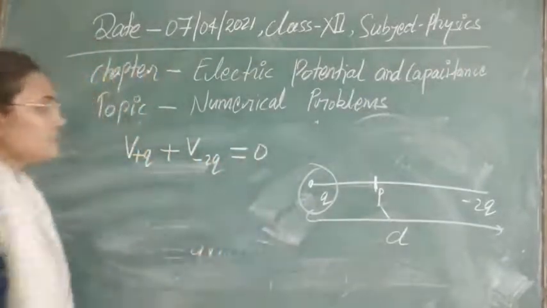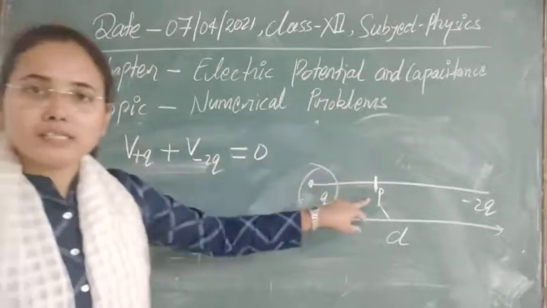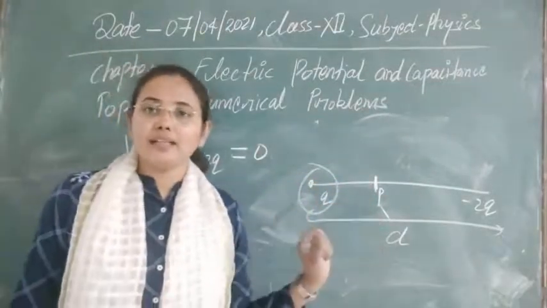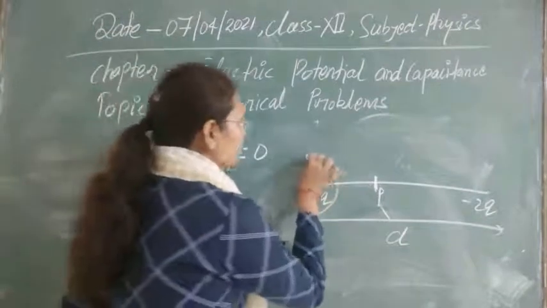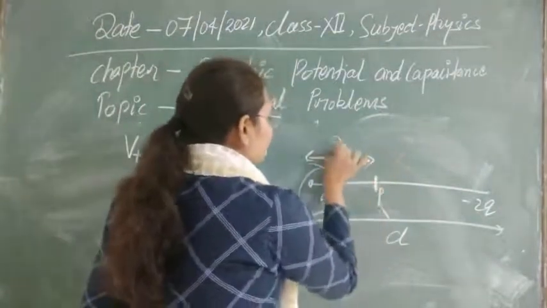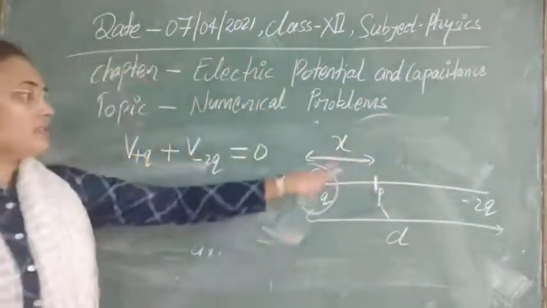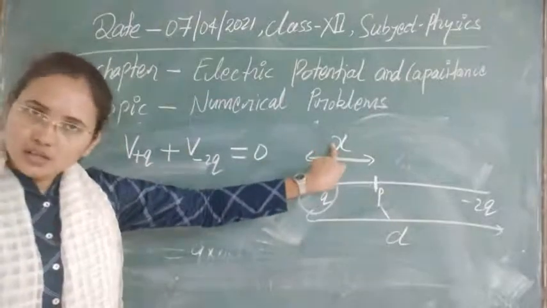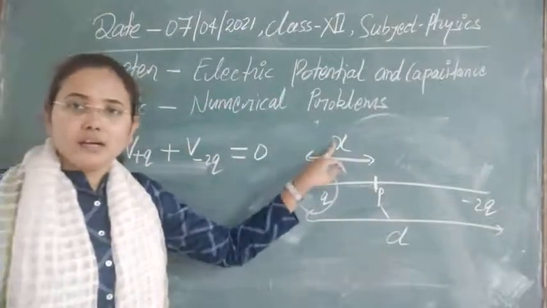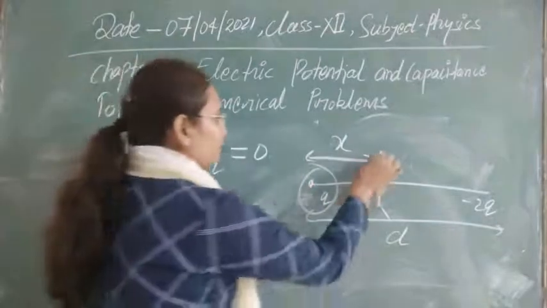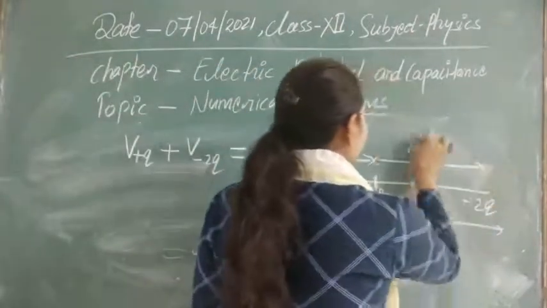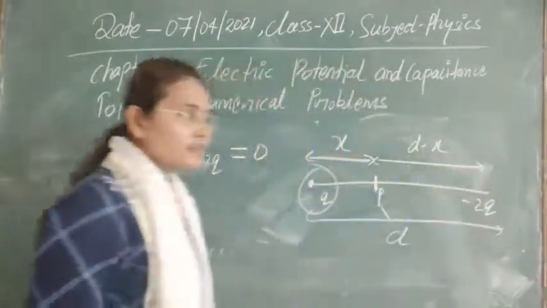The summation of this should be 0 at this point P. This is our condition, this is already given. So suppose with respect to this charge q, the point P is situated at x distance. So we have to find this distance from this charge q here. Obviously this distance will be equal to d minus x.